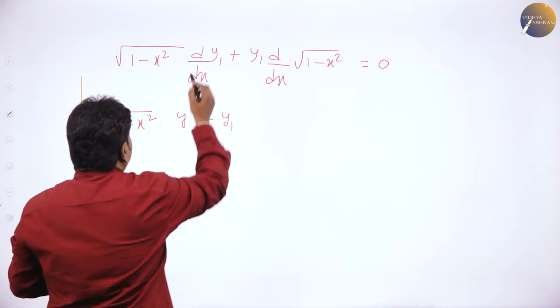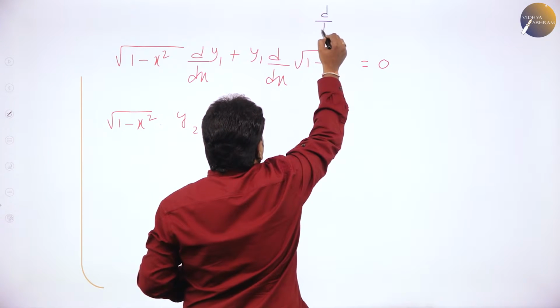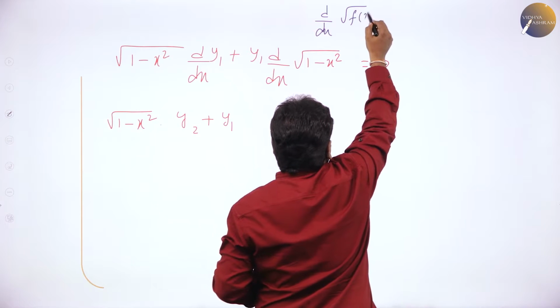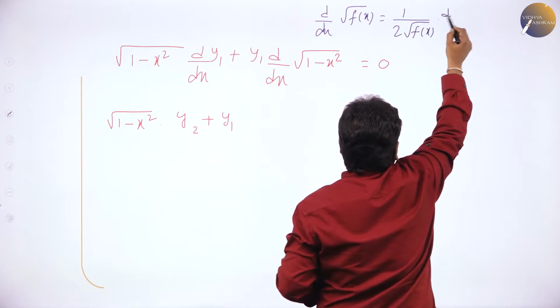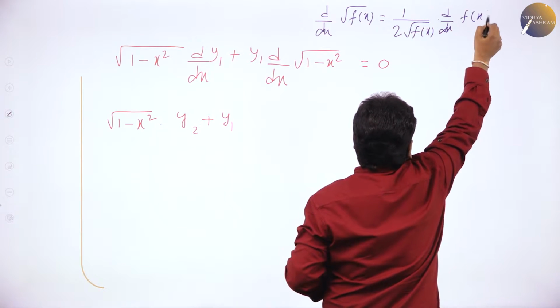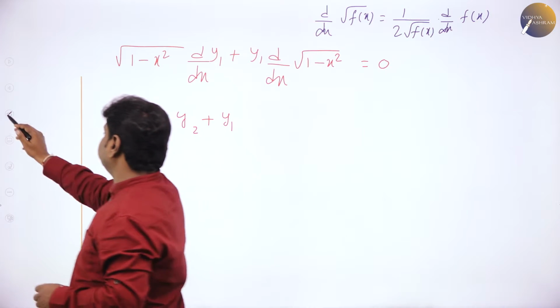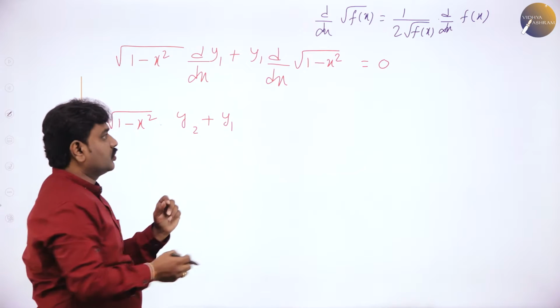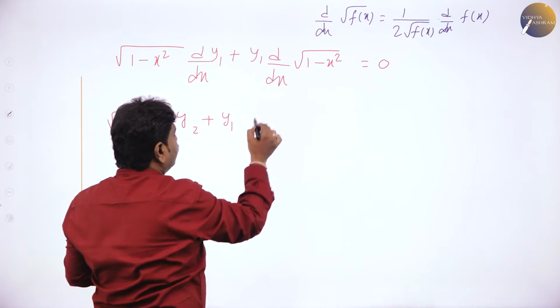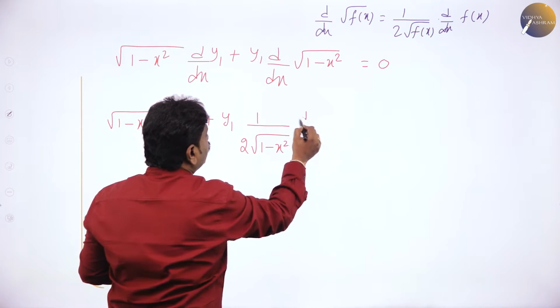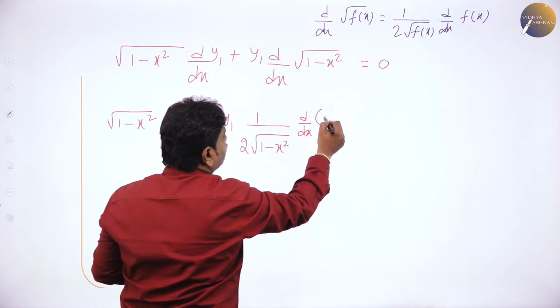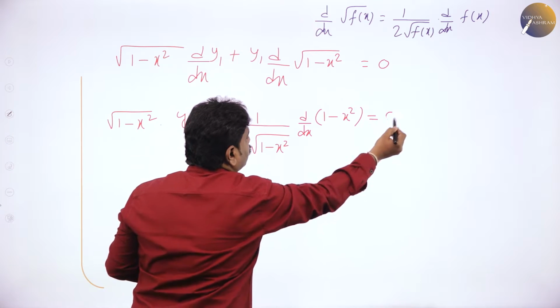So I am writing the basic here: d by dx of root f of x. What is the derivative of root f of x? It is 1 by 2 root f of x into d by dx of the internal function f of x. Same logic we'll use here, d by dx of root of 1 minus x square. Root f of x gives 1 by 2 root of 1 minus x square into d by dx of the internal function. What is the internal function? 1 minus x square is equal to 0.